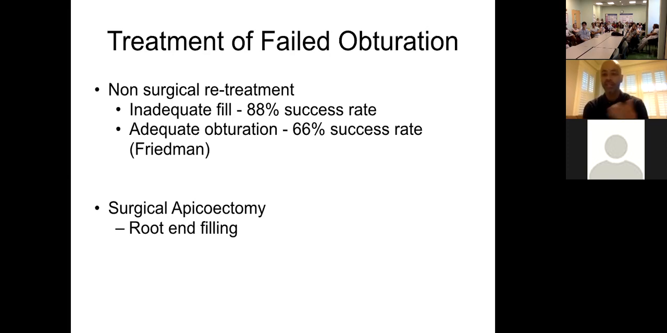Reassure your patient about these studies. Tell them that with adequate obturation, if it's failing, there's something else probably going on. You're probably going to have to see the endodontist. Okay. And most likely we would have to do a root end filling apicoectomy in that case, if the obturation is looking good and it's still failing.